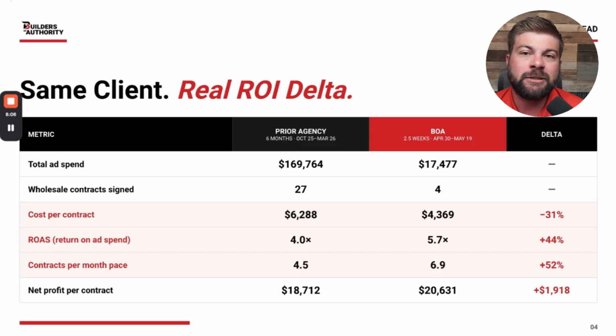Now, the cost per Google conversion with the prior agency was $154. And with Builders of Authority so far, it's $246. We're 60% more expensive on cost per conversion on paper. Now, obviously, we're 2.5 weeks in. We're working on driving down this cost, and it will get less expensive, but it's important to note that.